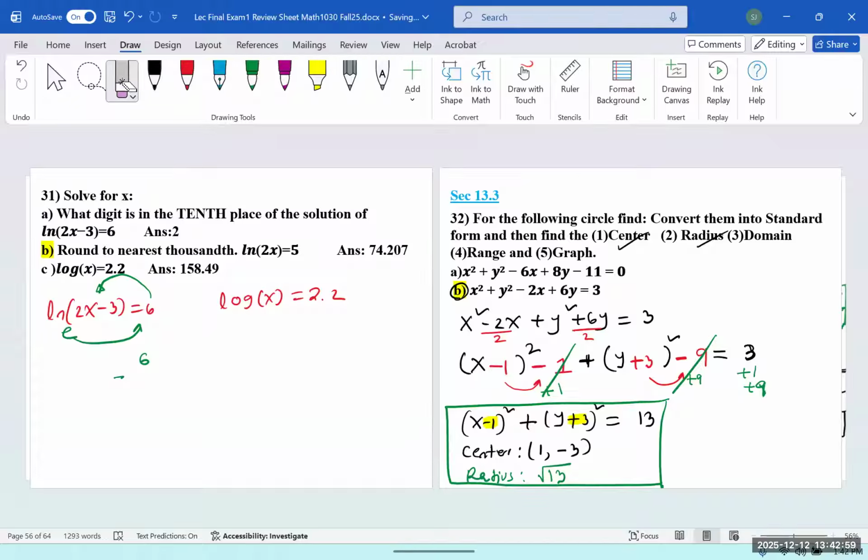Just convert the logarithm into exponential. So E to the 6 equals 2x minus 3. It's E to the power 6, not E times 6, not E divided by 6, not 6 divided by E. It's E to the power. Then we add 3 to both sides, so that cancels out. And then we divide by 2, so the 2 cancels out.